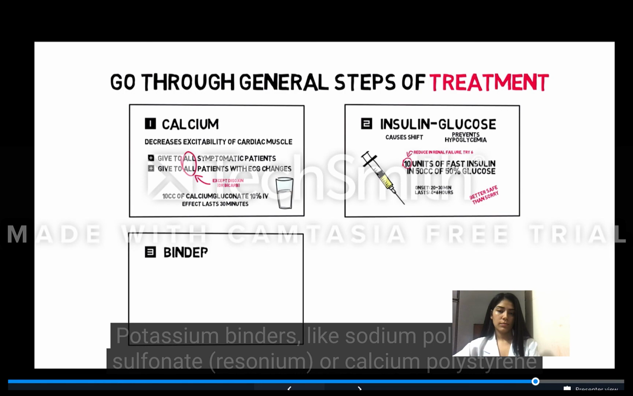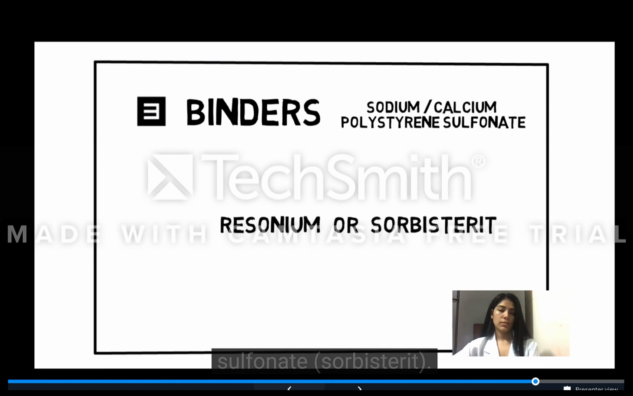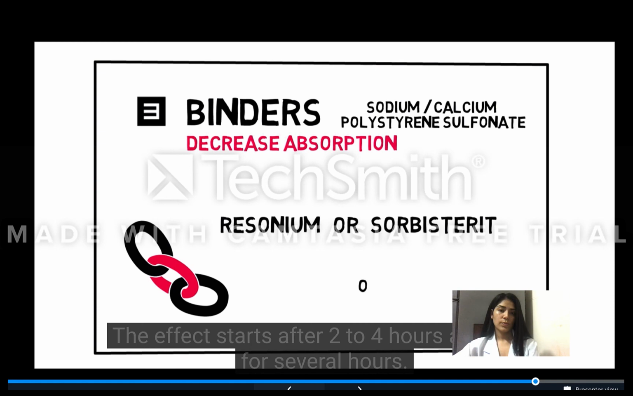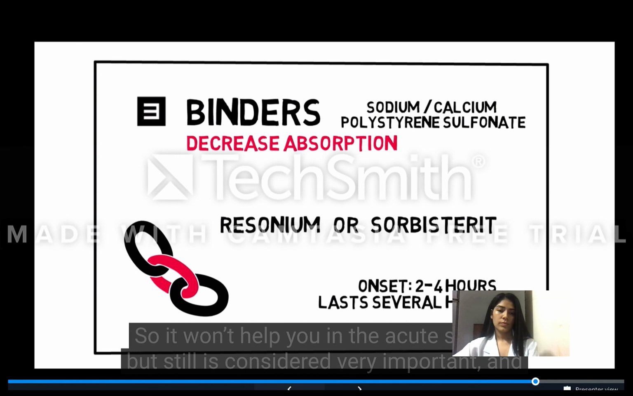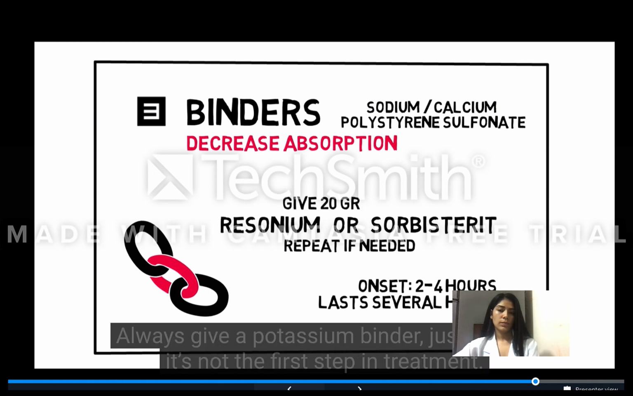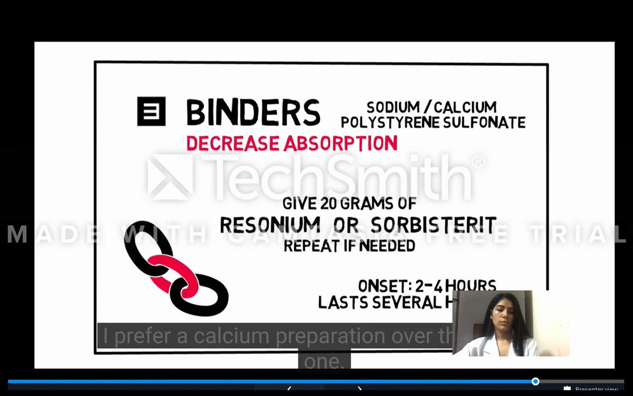Third, potassium binders, like sodium polystyrene sulfonate, Resonium, or calcium polystyrene sulfonate, Sorbisterit. These are insoluble molecules that bind potassium in the large intestine, preventing them from being absorbed. The effect starts after 2 to 4 hours and lasts for several hours, so it won't help you in the acute setting, but it's still considered very important and may be repeated. So what do? Always give a potassium binder. Just realize it's not the first step in treatment. I prefer a calcium preparation over the sodium one.